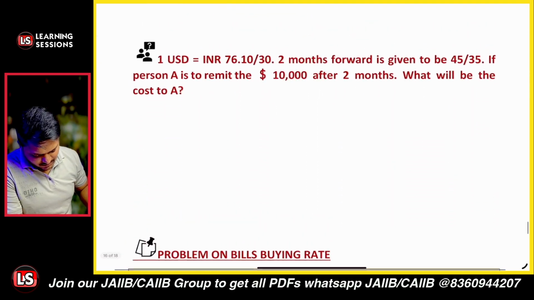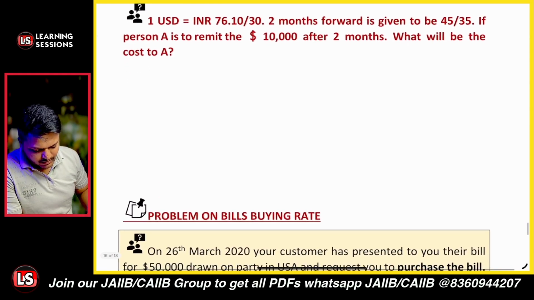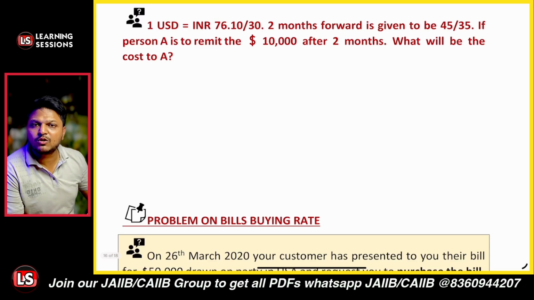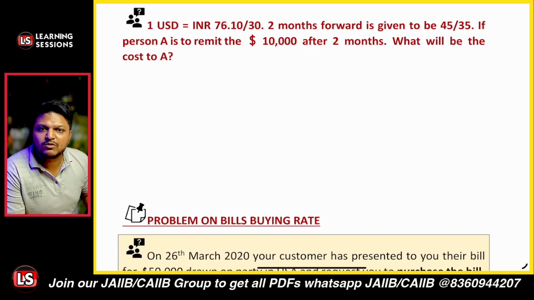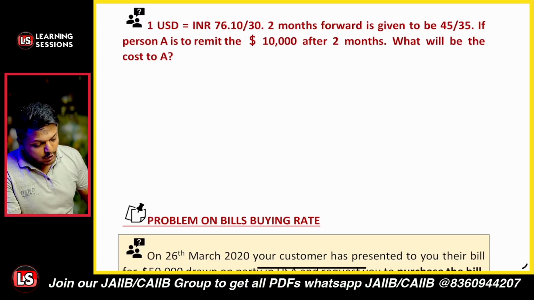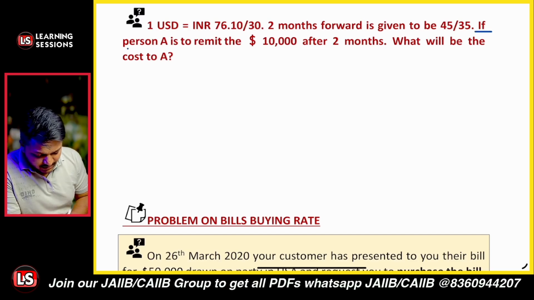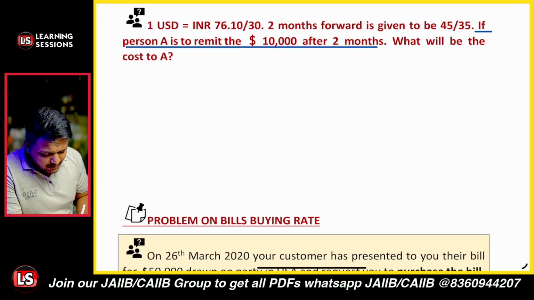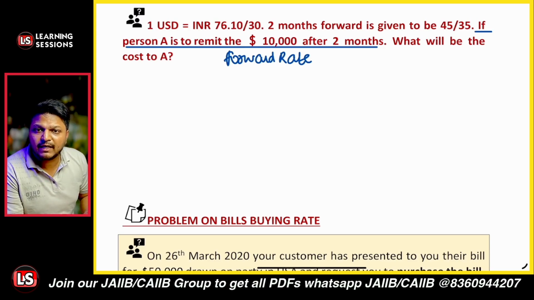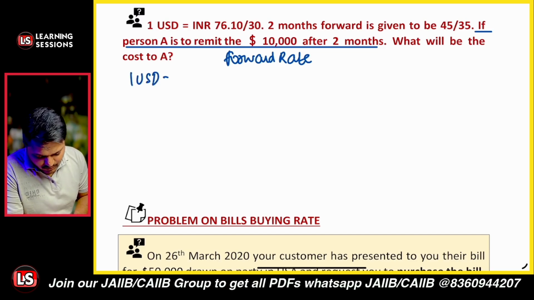Now let's move to the other question. It says 1 USD is equal to 76.1030. 2 month forward point is given. If person A is to remit the 10,000 USDs after 2 months, after how long period is the person to remit the fund? After 2 months. It means we will be dealing with the forward rate, because the settlement is going to be there after a 2 month period. So forward rate will be applicable and forward points are given, right? So the point is 1 USD is equal to 76.10 slash 30.